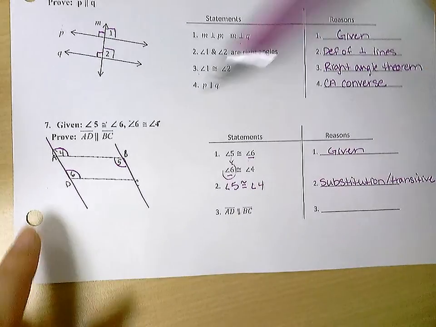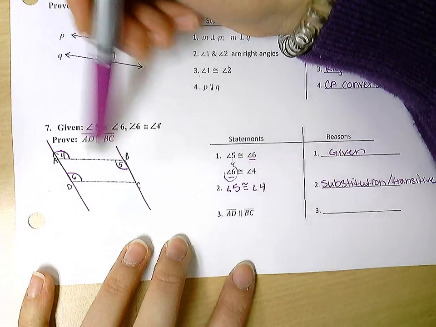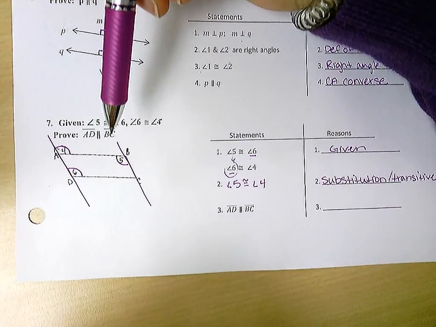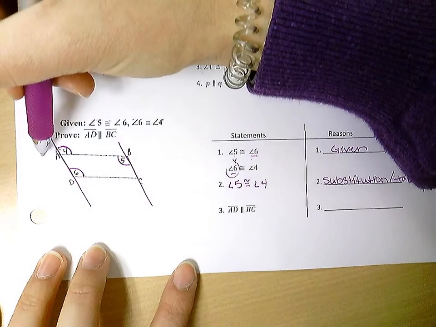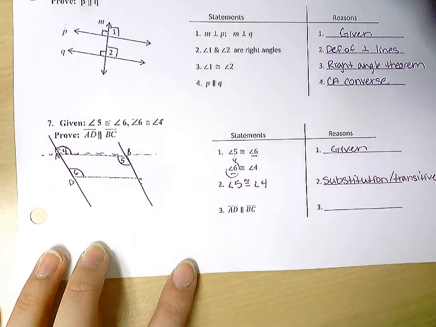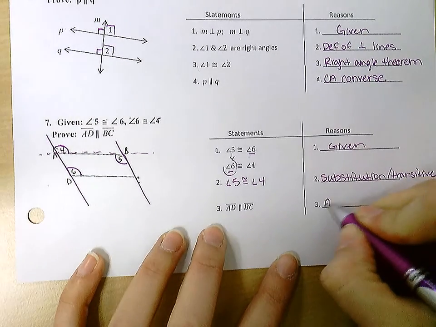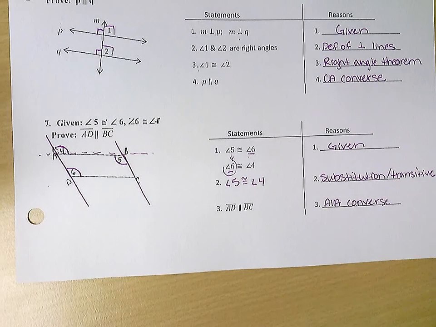Next, since I'm proving that these two lines are parallel, I'm going to look at 5 and 4 and decide what type of angle pair I have there. AB would be your transversal. They are alternate interior angles. So by that converse, those lines are parallel. Questions on that one?